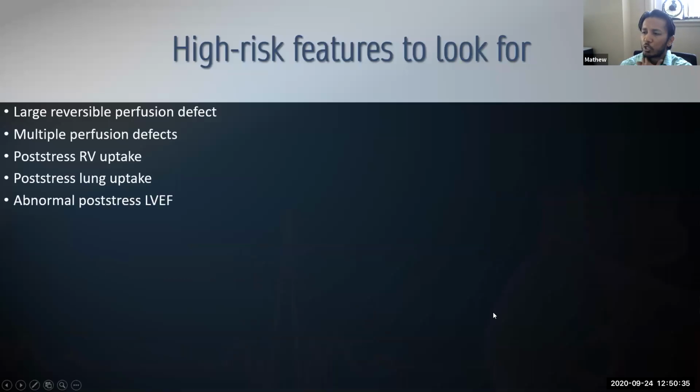High risk features to look for on someone that has the nuclear scan done. Is there a large reversible perfusion defect? Because clearly that's something you can do something about. If there's multiple perfusion defects, if there's an abnormal post-stress EF, ejection fraction, so obviously the ejection fraction dropped after stress, that's going to be concerning.